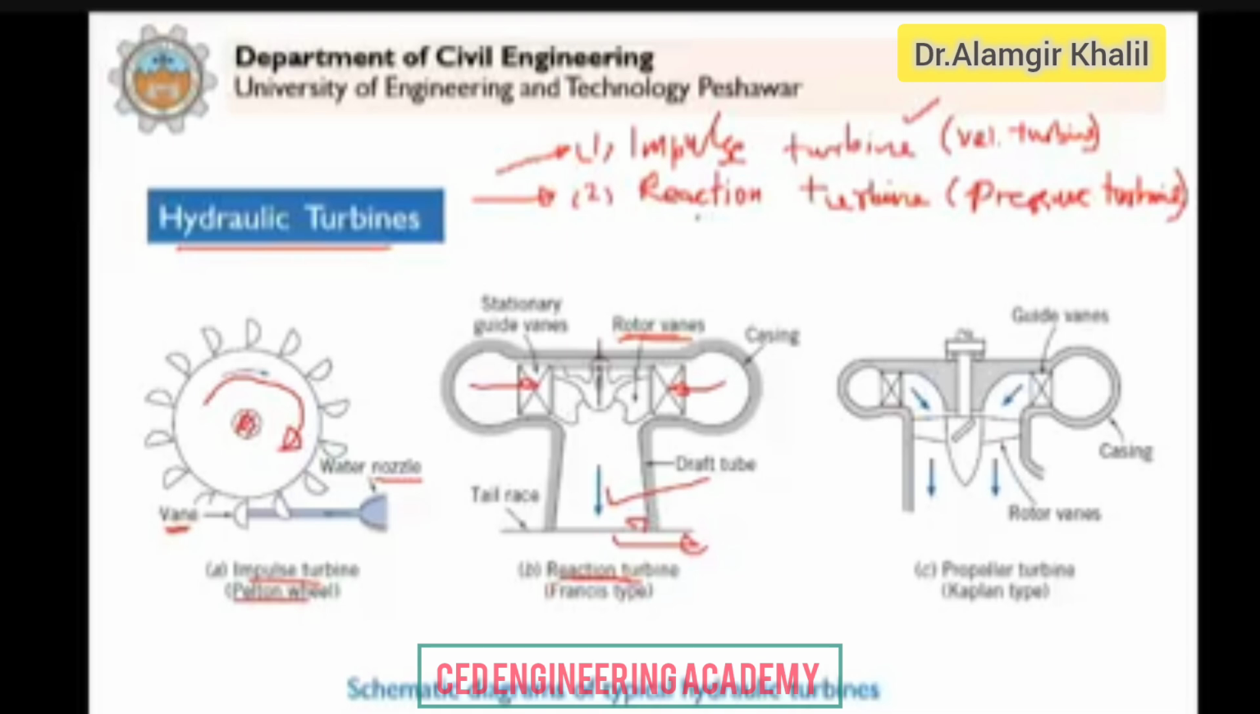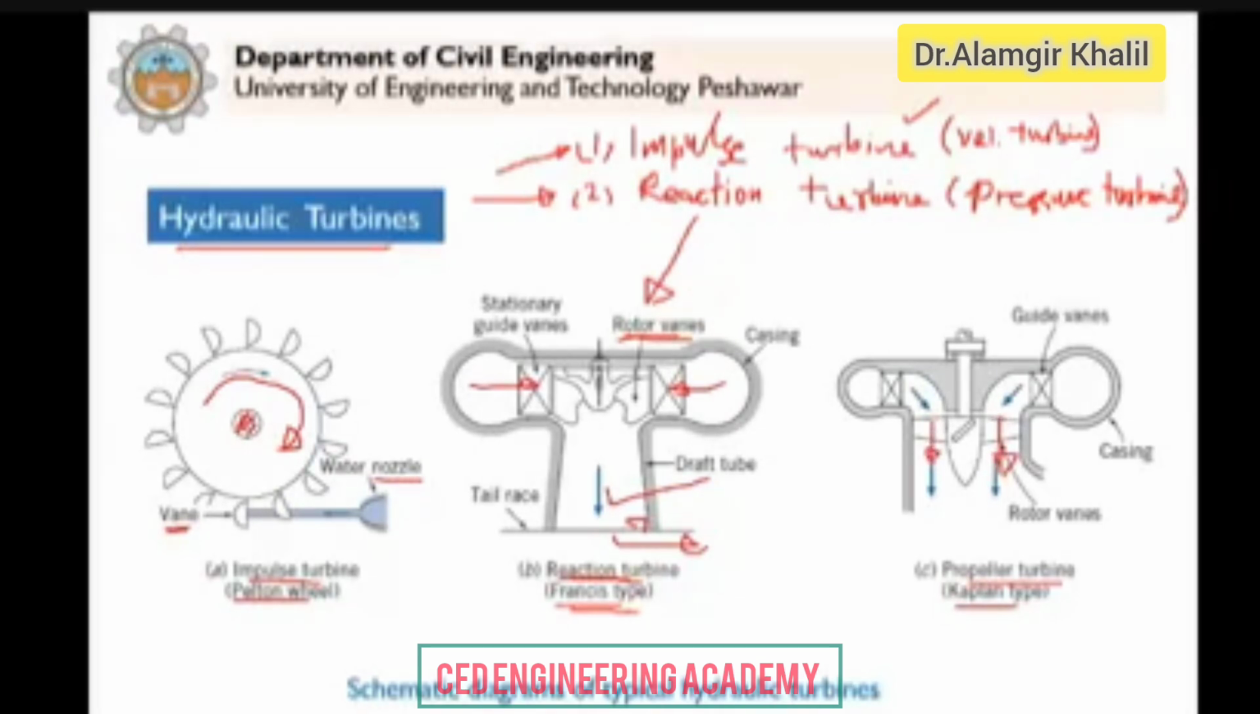So for the reaction turbine, the very common example is the Francis turbine. We will study in detail in today's lecture the working of the Francis turbine. And also we have the propeller turbine, a very common example of which is the Kaplan turbine. You see here the water enters and then flows along the axis of rotation.